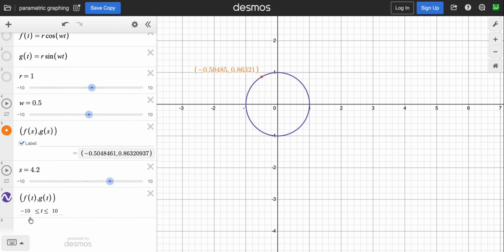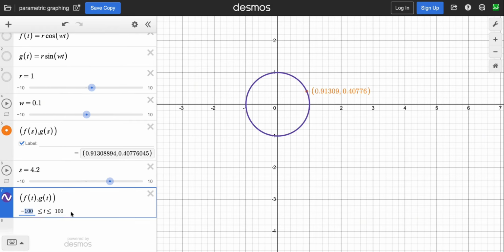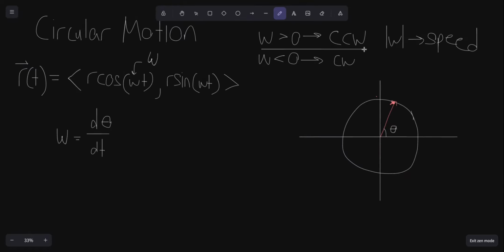The reason why when I put it to 0.1, it showed half the circle is because I forgot to make t a big range. Okay, so there we go. You can see how slowly it's traveling when the absolute value of omega is very, very small. Here's just a quick guide. Greater than 0, counterclockwise. Less than 0, that's going to be clockwise. And the absolute value determines the speed.